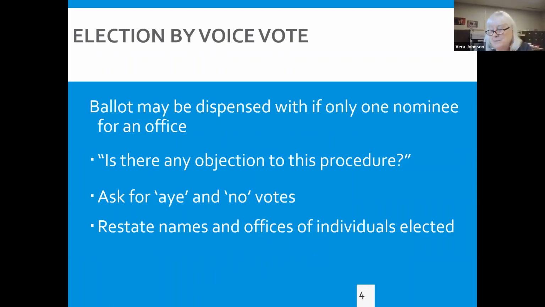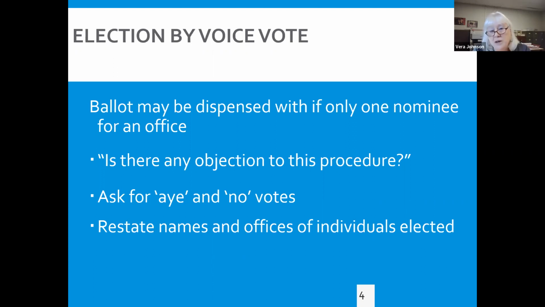Election by voice vote. If there is only one candidate for each office, the president then reads the candidates and offices and states, as there are single candidates for each office, we will conduct the elections by voice vote. Are there any objections to this procedure? If there is an objection, a ballot vote must be held.